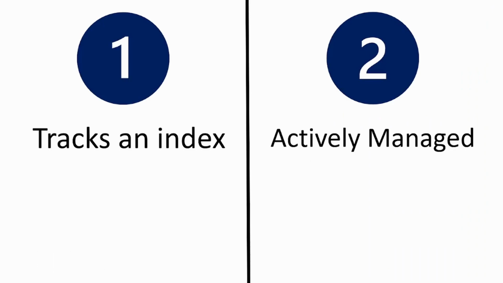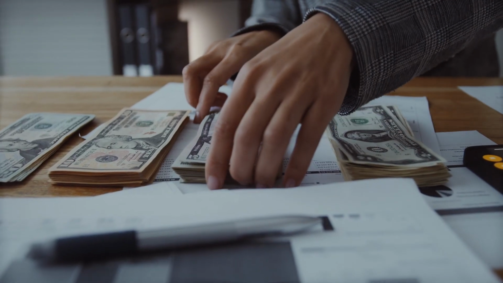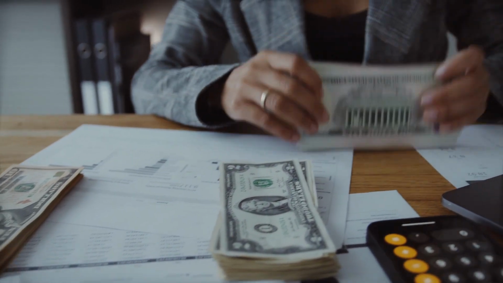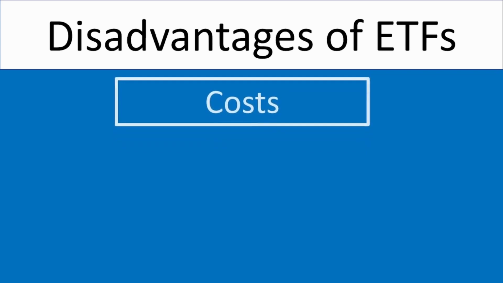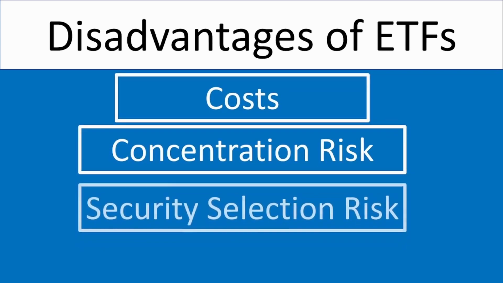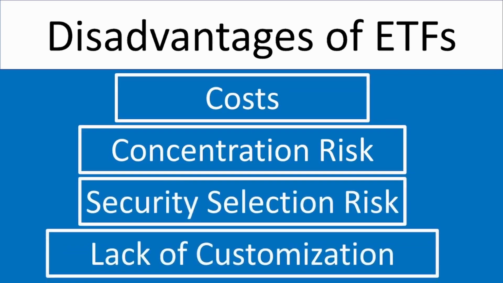At a very high level, there's 2 types of ETFs: index ETFs like SCHD and actively managed ETFs that are very similar to a mutual fund, where they have a fund manager who's going to attempt to beat the performance of a benchmark index. There are, however, a few disadvantages of investing in ETFs: the costs, the concentration risk, security selection risk, and lack of customization.